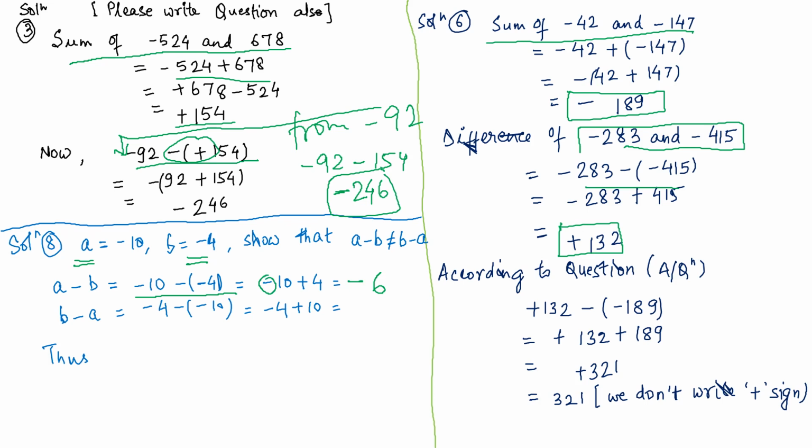b minus a is minus 4 minus of minus 10. Now minus 4 plus 10, that is actually 10 minus 4. 10 minus 4 is 6. It actually means it is plus 6. Thus, you can say that a minus b is not equal to b minus a, because one of the values is minus 6 and the other value is plus 6.